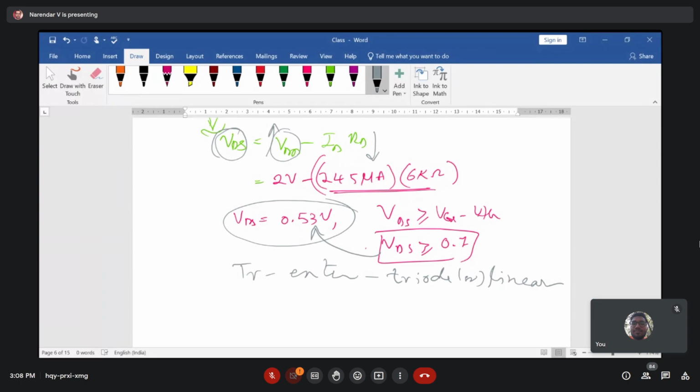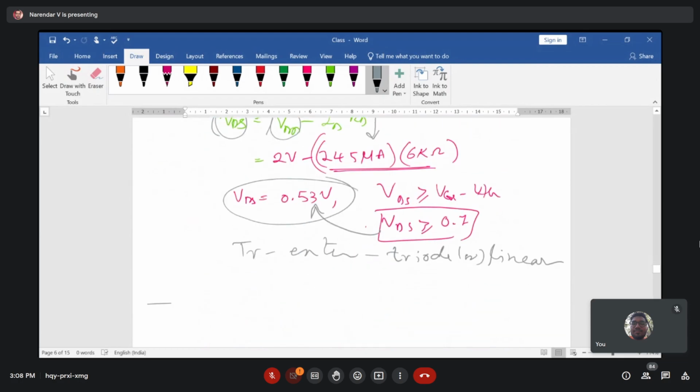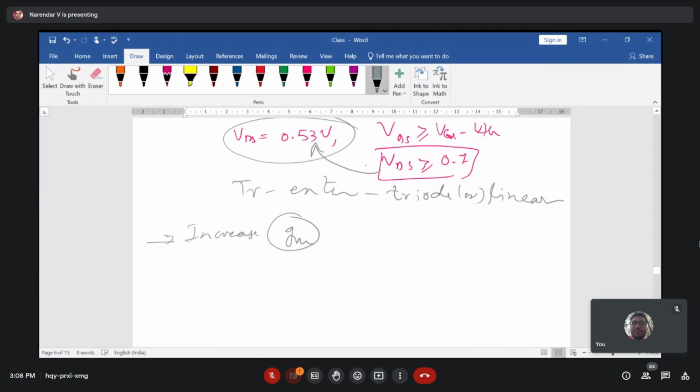Right? Then what is the way out? Now you can see that this is one option and this is the second option. So we tried the first one, it is not going to work out, then take the second one. Now if we increase the GM, you have to check the formula for the GM. Let me take the formula for GM, which is twice mu n COX W by L times VGS minus VTH. No, this is not the formula. That is actually ID.